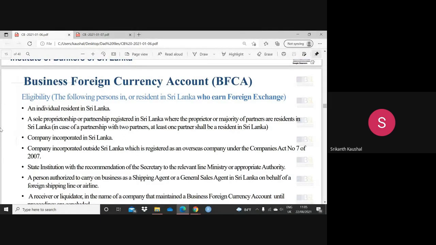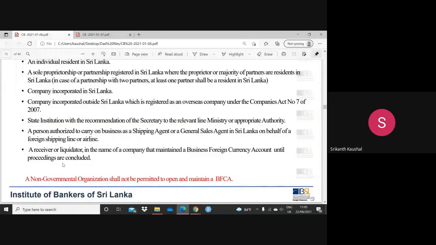Then any government institution with the relevant ministry's approval, they can open. And the shipping company, agent for shipping company, and the general sales agent for an airline, you can call it as GSA. GSA stands for General Sales Agent, or shipping agent. These people are also permitted because they are earning foreign exchange. Then the liquidator, you know what is receiver liquidator. No worry about that. That is in the event of a death or the failure of the company, right?